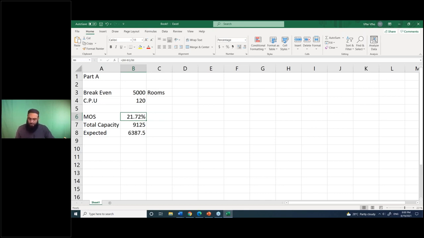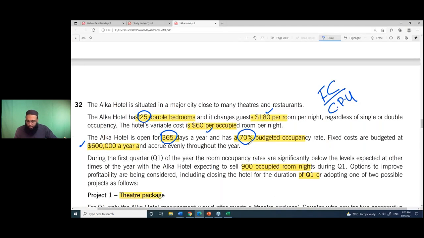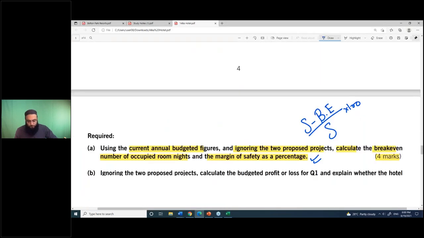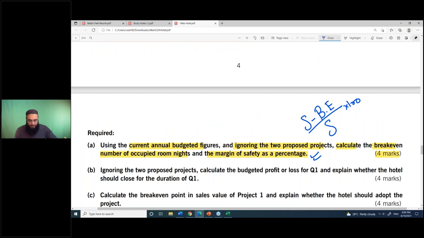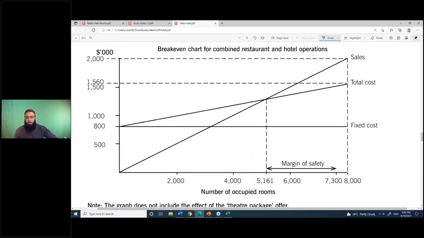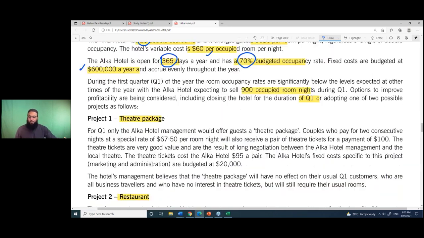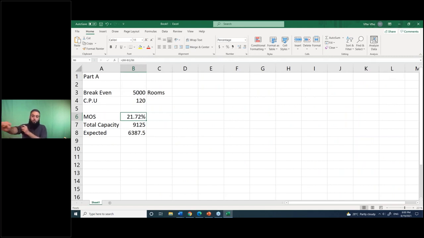So that's 21.72%. Okay. Is there any requirement for the decimals? I'm not sure. Let me check here. No, not as such. So no, not an issue how you represent it. So that's 21.72 as the answer of MOS as a percentage of sales. I hope this is clear without any issue. This is the part A answer.